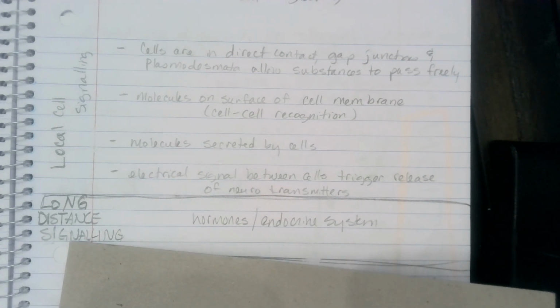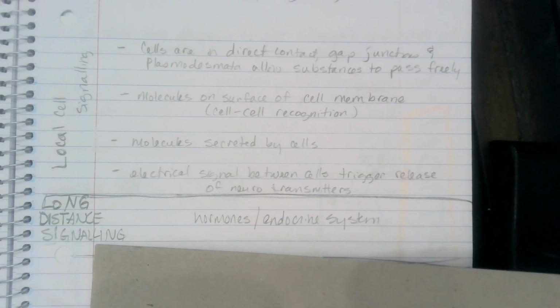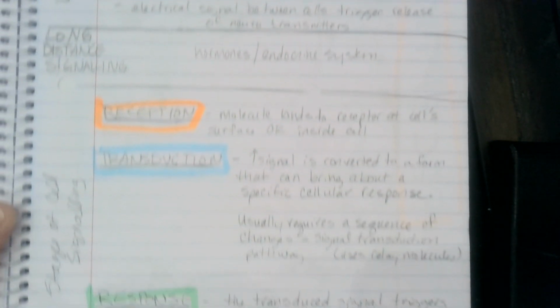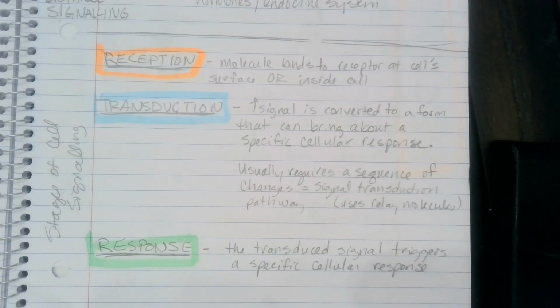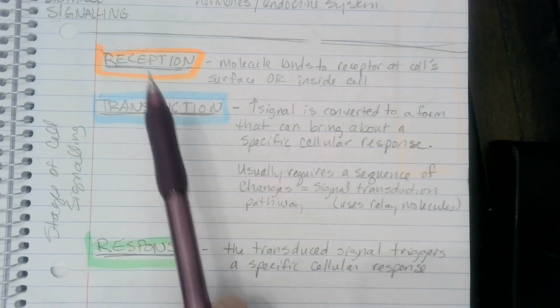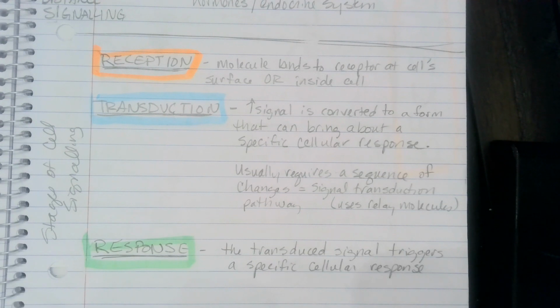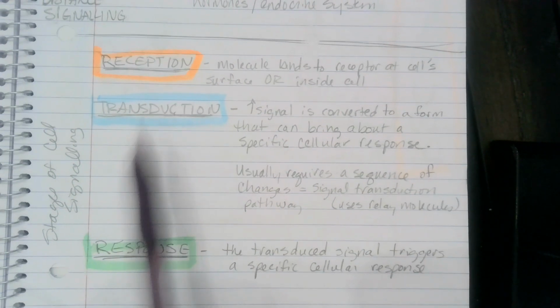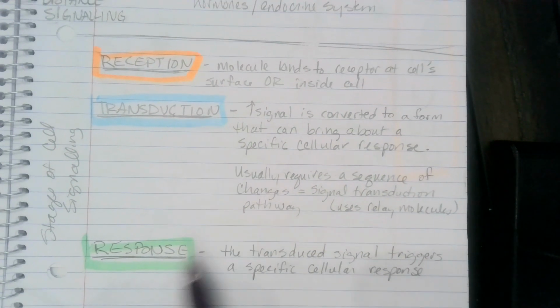All right, so breaking down the stages of cell signaling. I've got some color added here because each page after this is going to talk specifically about each stage of cell signaling. I've got orange for reception information, blue for transduction, green for response information. So these are the three steps: reception, transduction, and response.